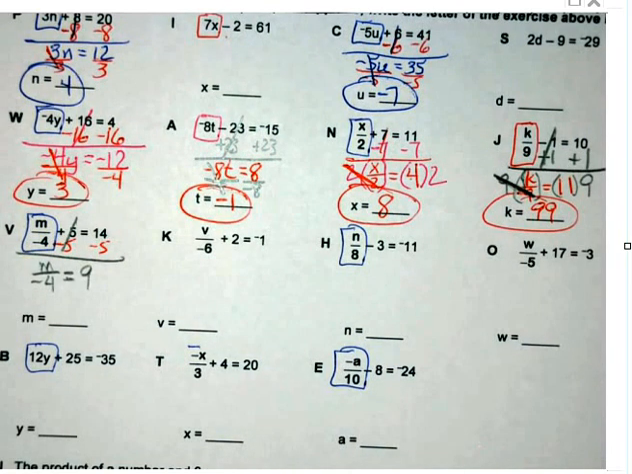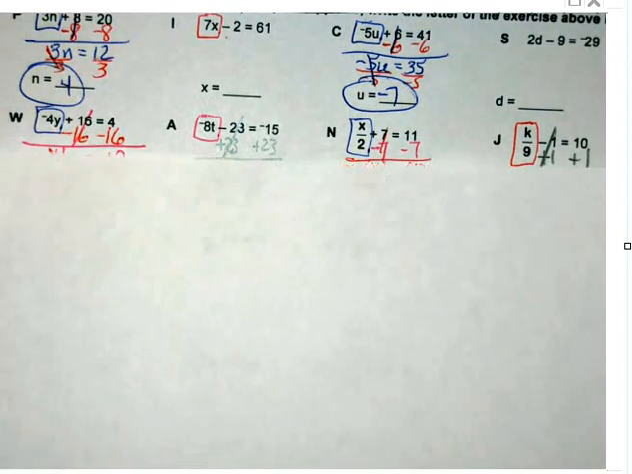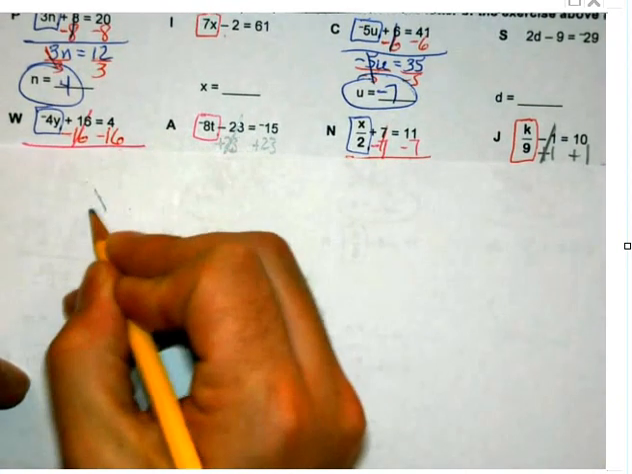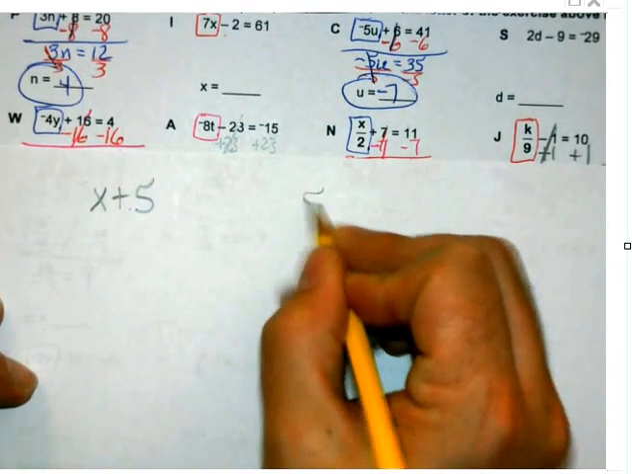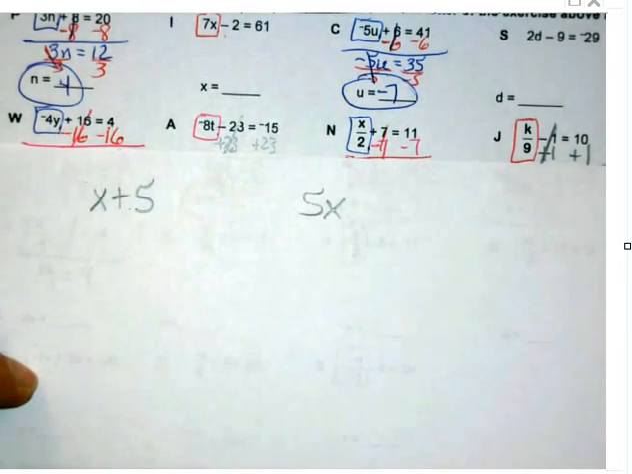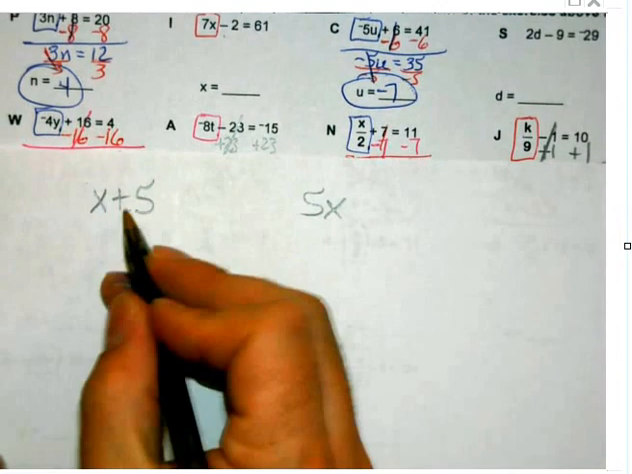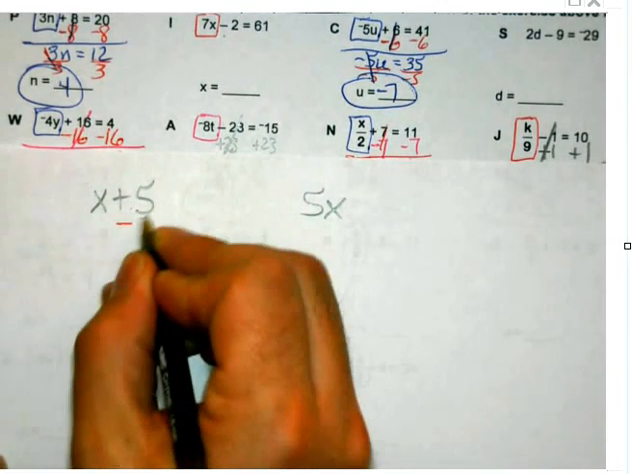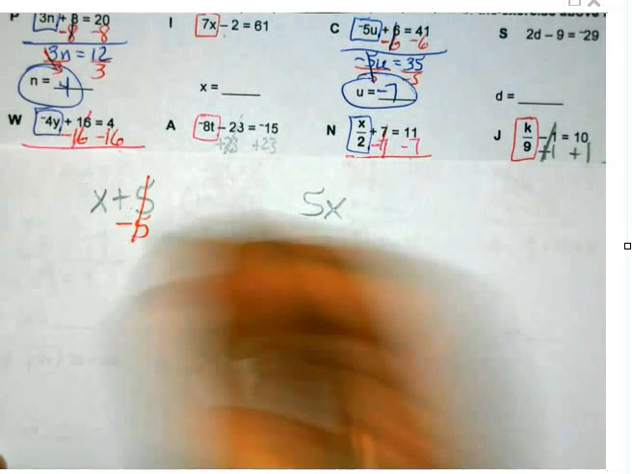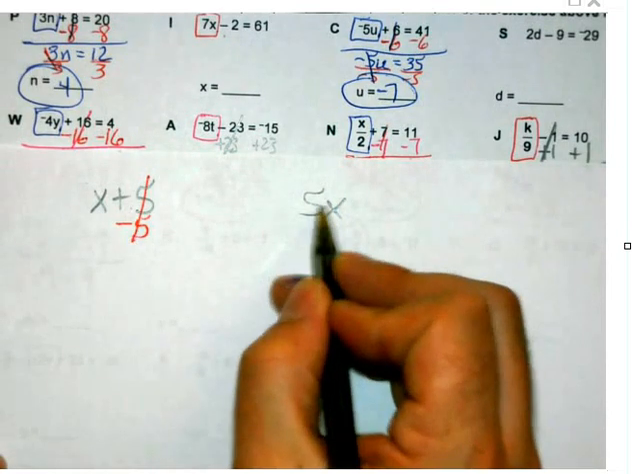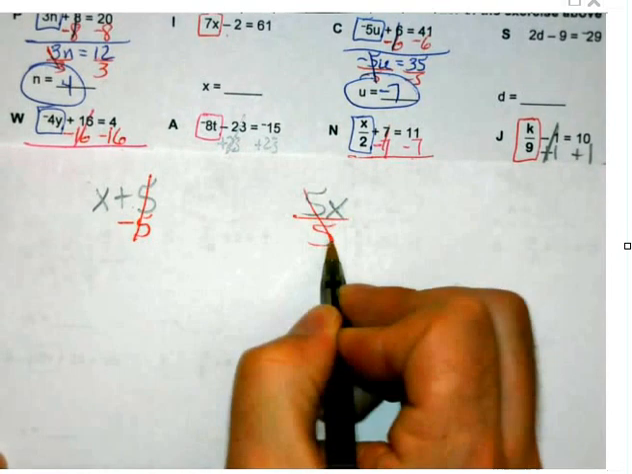There's a difference between... Let me put something up here for a second. Let's see if this helps. There's a difference between if I see x plus 5 or 5x. If I want to get rid of the 5 here, I have to subtract it to cancel it. But if it's multiplying, if I don't see a plus or minus between them, then you have to divide.